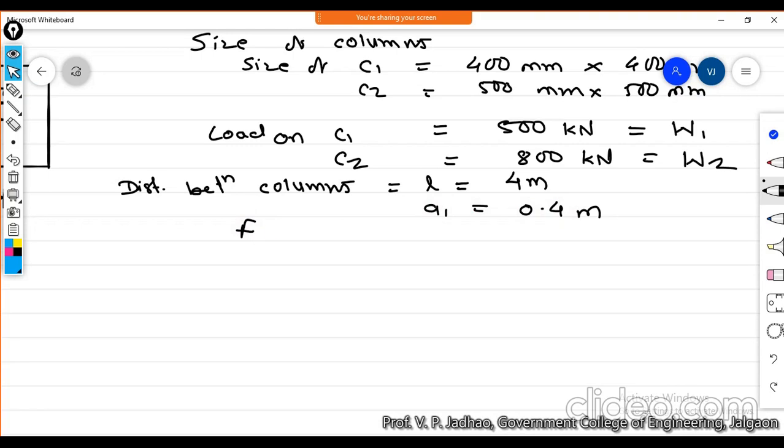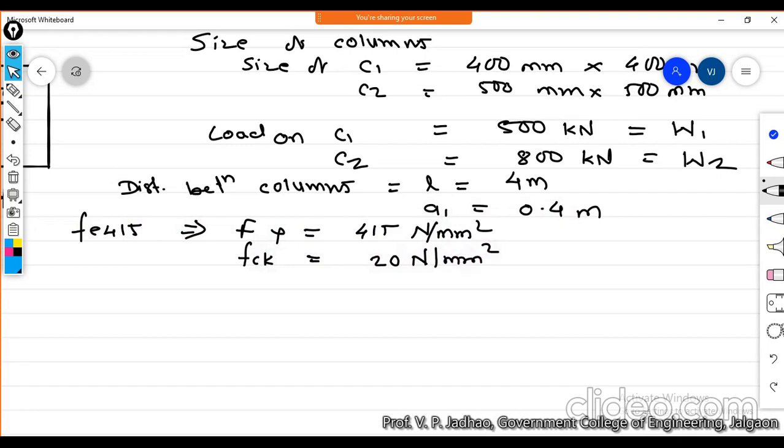Again, some data is given. For example, we have Fy, that is strength of steel or tensile strength of steel as 415 Newton per mm square. This is for Fe415. Again, FCK, that is characteristic strength of your concrete, is given as 20 Newton per mm square. This is for M20 concrete.